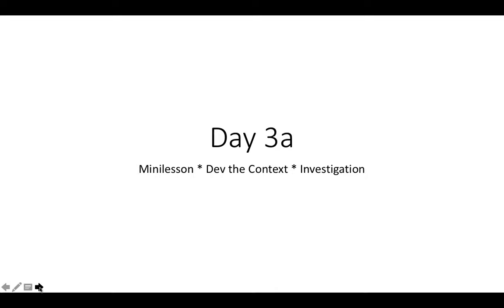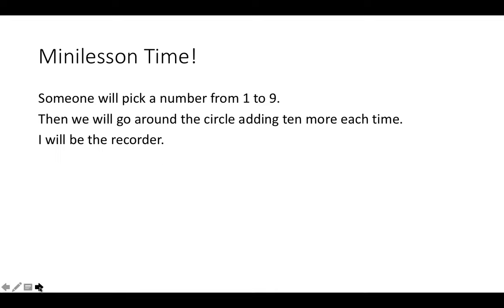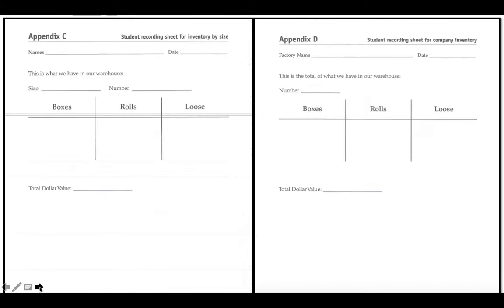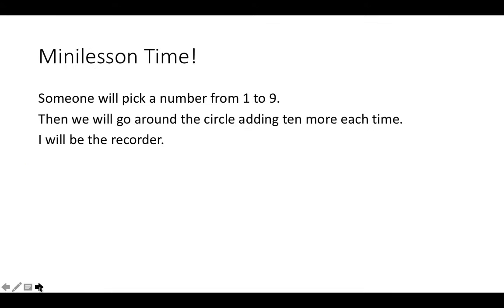The rest of the week, you do have another mini lesson and then a context. The context is a little bit different with a little bit of prep. So let's go through this. And the mini lesson is a little different too. Instead of going through equations that pop up, you're going to have someone pick a number from 1 to 9 and then go around the circle adding 10 more each time and recording it and talking about what they notice.